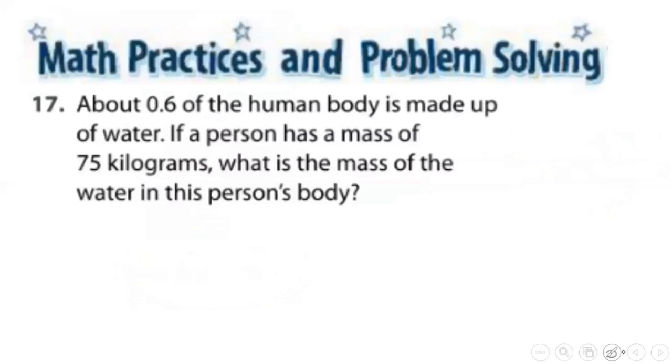Number 17 in math problem solving. About 0.6 of the human body is made of water. If a person has a mass of 75 kilograms, what is the mass of the water in this person's body? Put in your consideration that this is a decimal fraction.